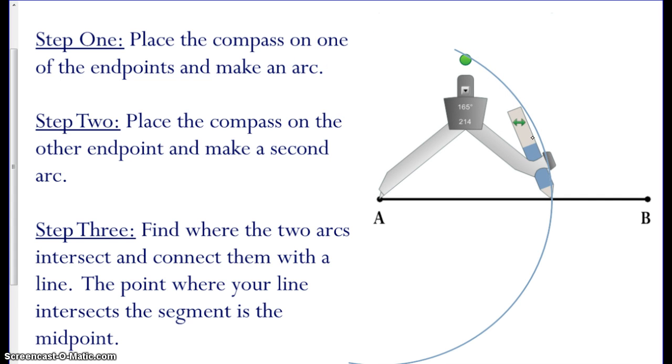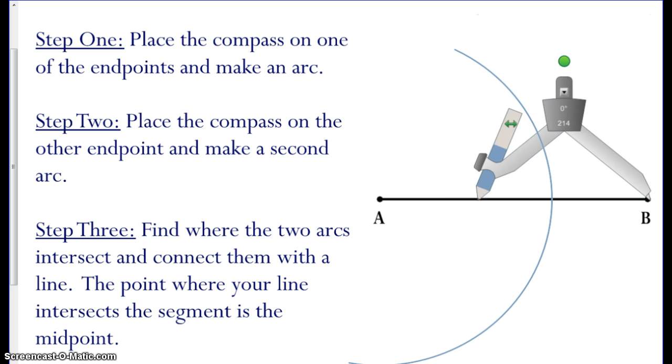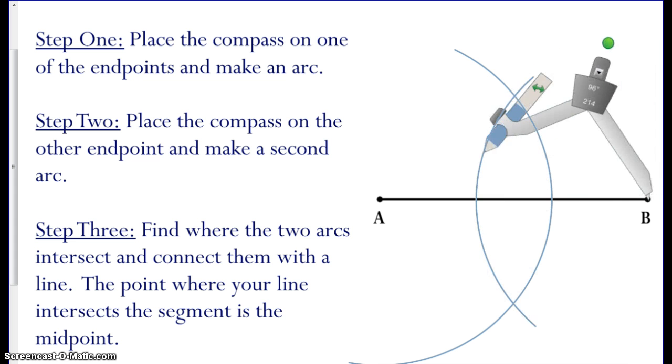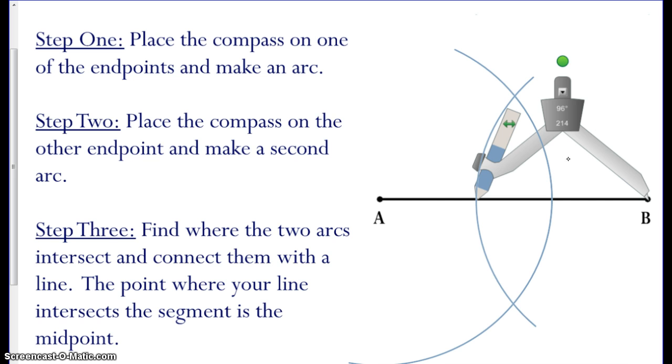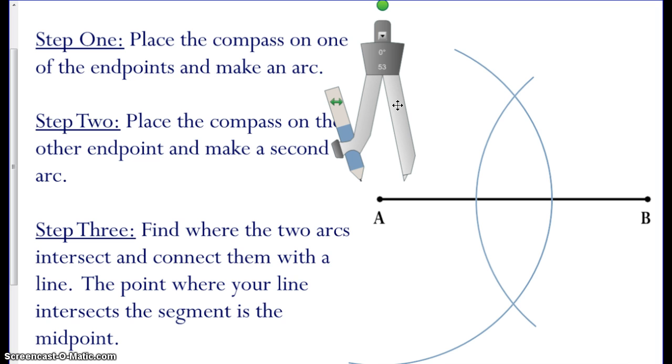Okay, now here's what we're going to do. Do not change the width of your compass. Do you hear me? Don't change it. What I want you to do is move your compass without changing the width. Notice the width has still stayed the same. That's very important here. And do the same arc from your other point, point B. Okay? Now we can put our compass away. We don't need it anymore.